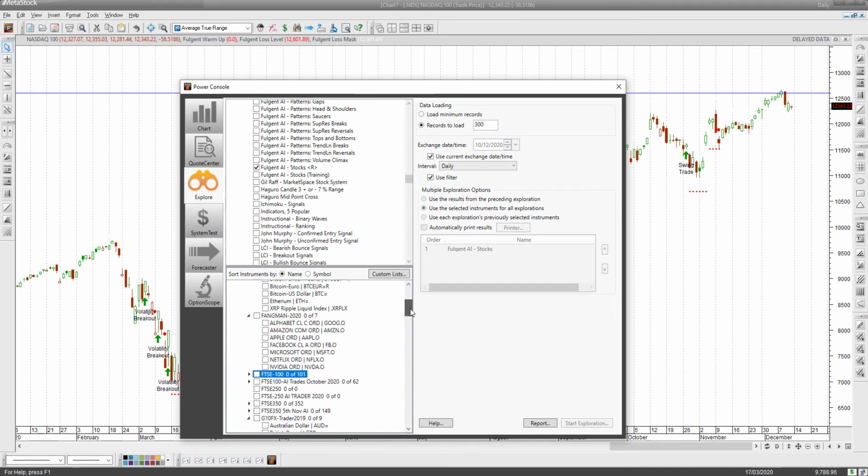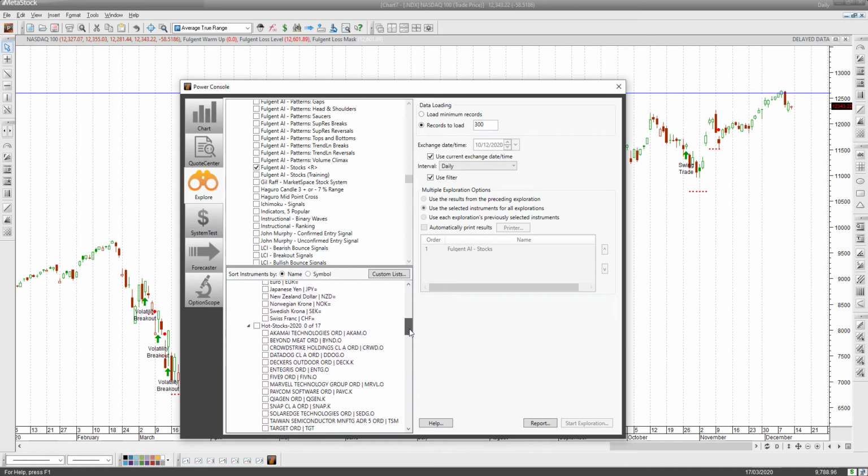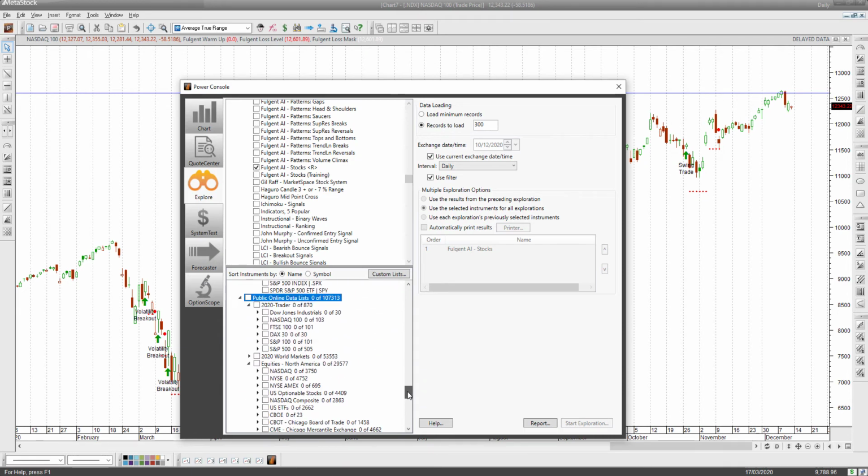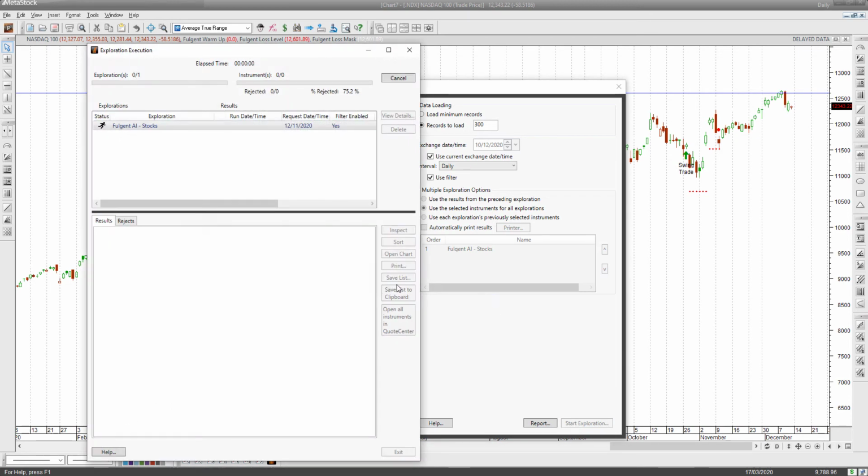I'm going to select the NASDAQ 100 Index. Just scroll, find my index here. There we go. NASDAQ selected. Now I'm going to start the exploration. I've got my Fulgent AI engine selected. I'm going to start the exploration, and the AI is now going to look at the NASDAQ 100 individual shares and screen them with its AI filter, looking for hot new trade ideas as generated by artificial intelligence.